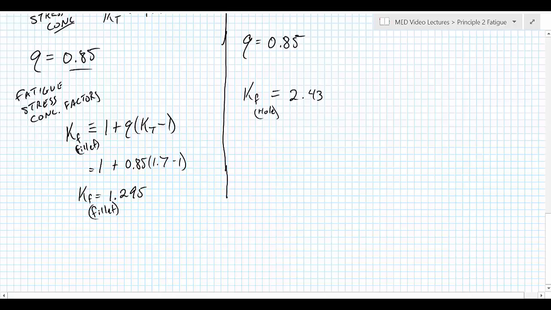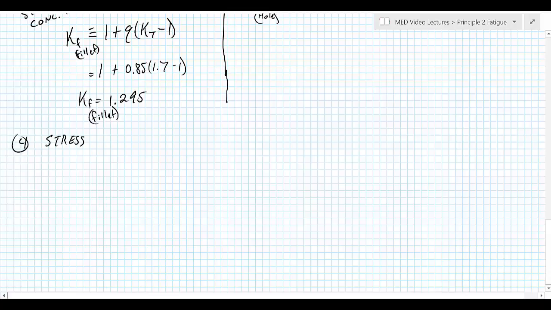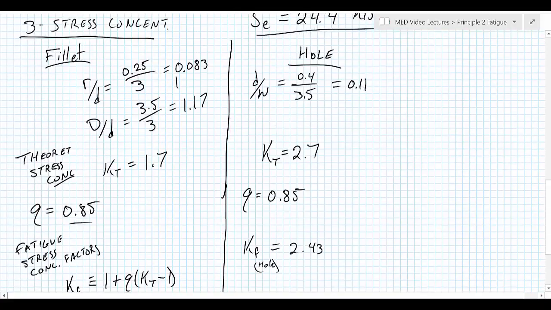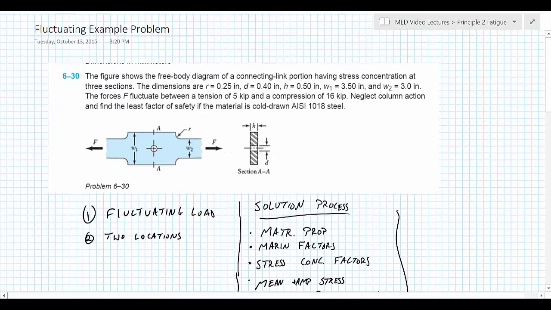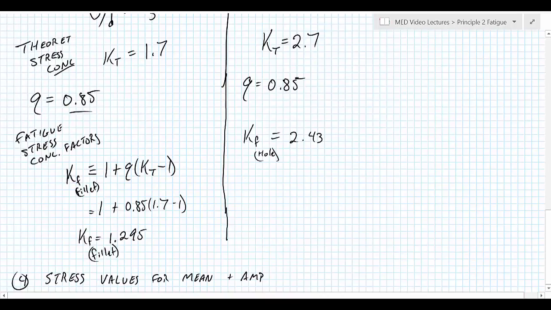All right, so that finishes and completes step 3 for us of finding the stress concentration factors. Now we need to determine actual stress values. So let's go back up and look at our loading situation. As I said before, this is fluctuating loads. It's fluctuating between 5,000 pounds in tension and 16,000 pounds in compression. So more often than not, this part is being compressed. So we'll draw out how that loading looks in just a moment.